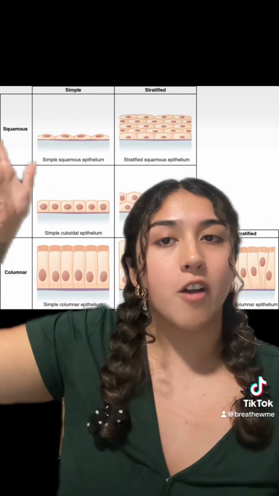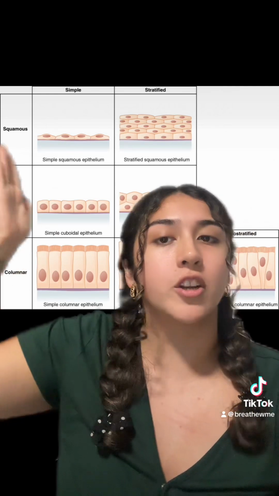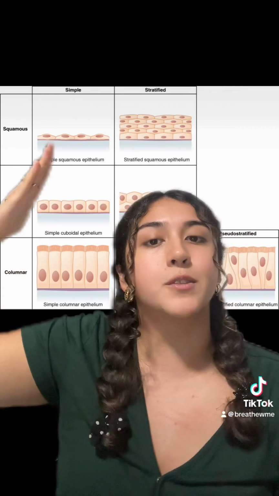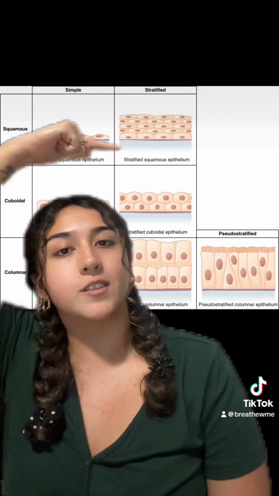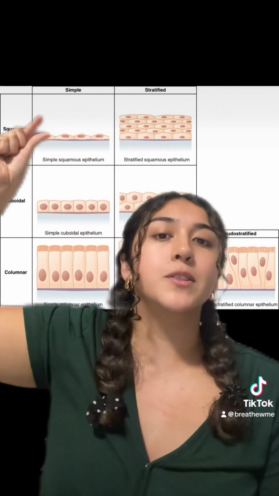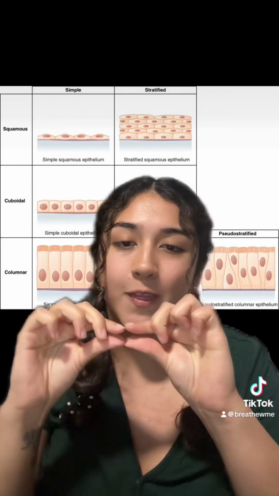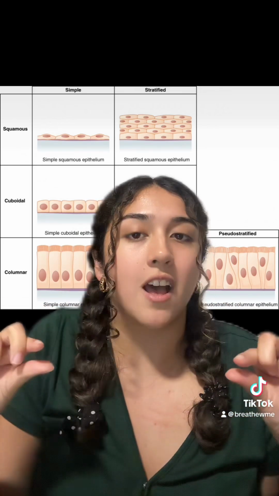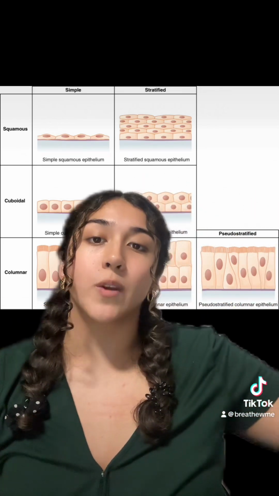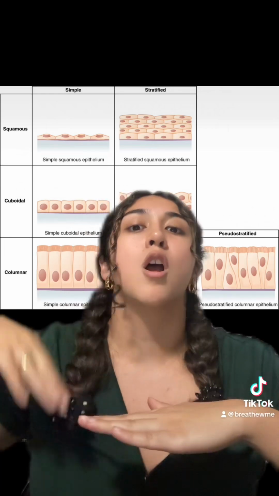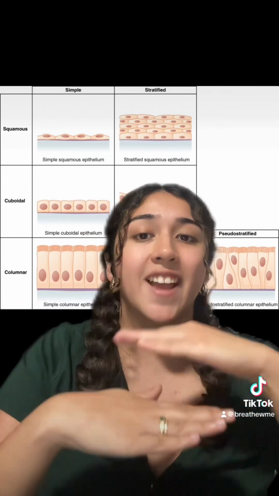I'm going to start off by talking about the different types. We're going to start with squamous, right? We have simple squamous epithelium and stratified squamous epithelium. Now, the simple squamous epithelium is very much like a simple sheet, right? Very thin, small sheet of cells. However, with the stratified squamous epithelium, we're going to see more of those cells stacked together, right?